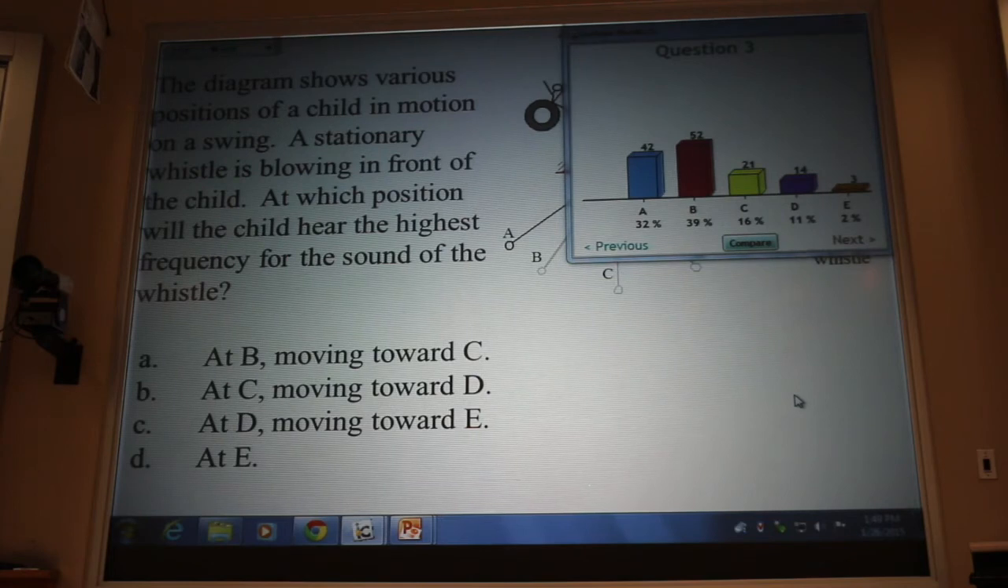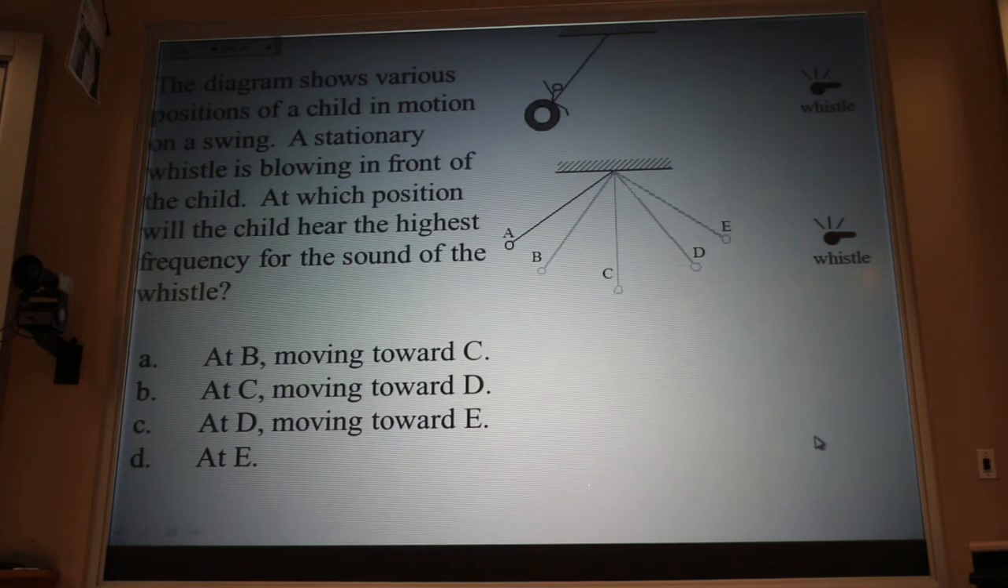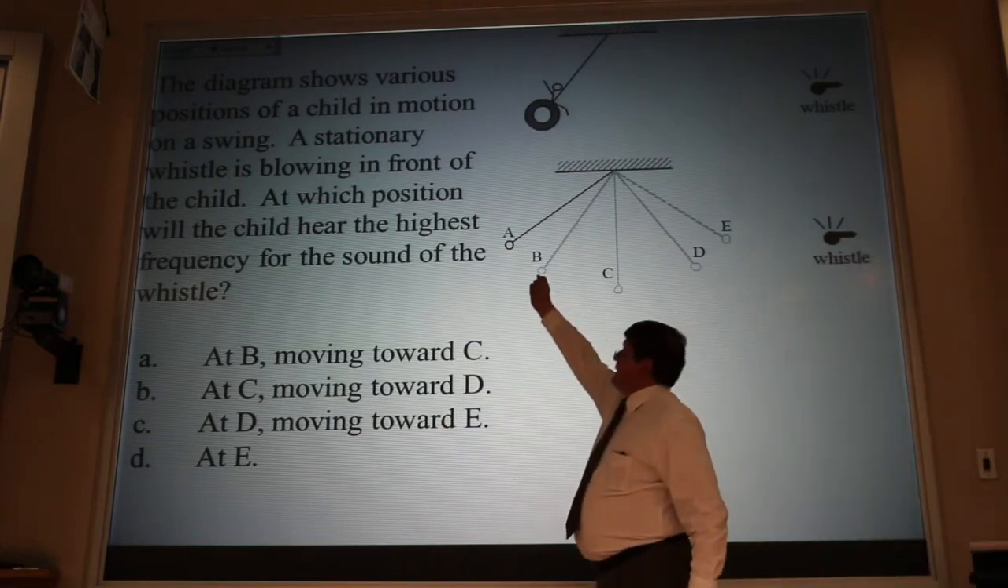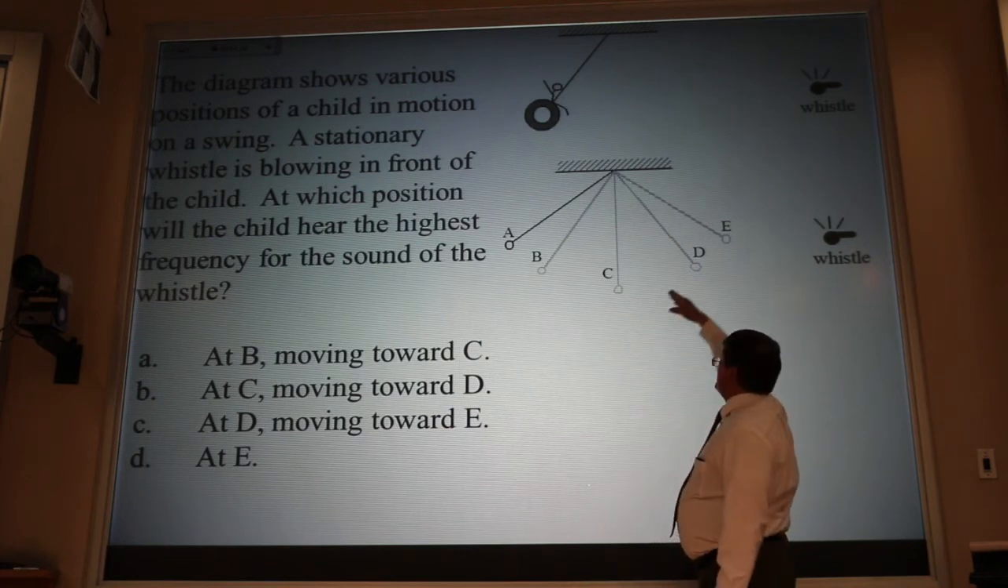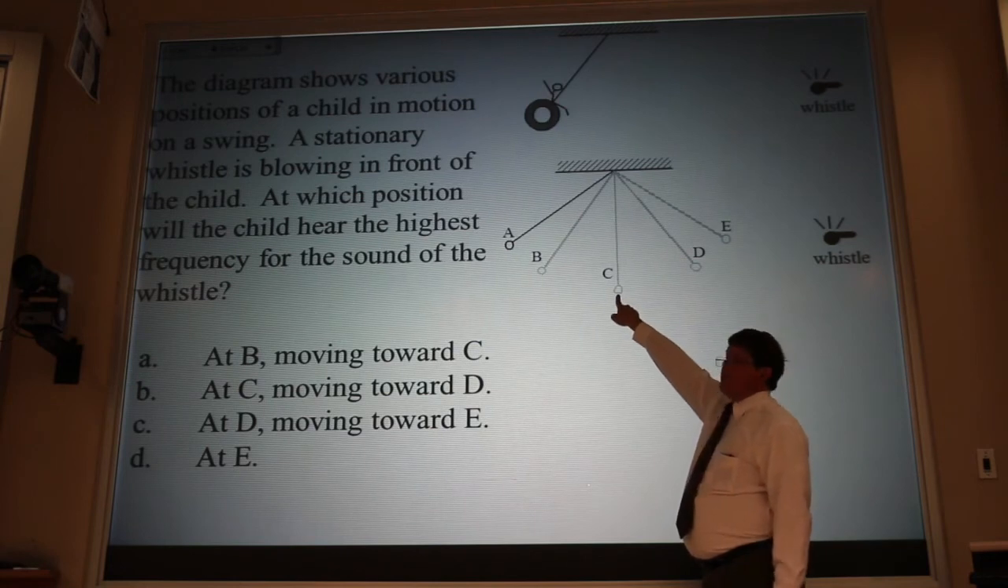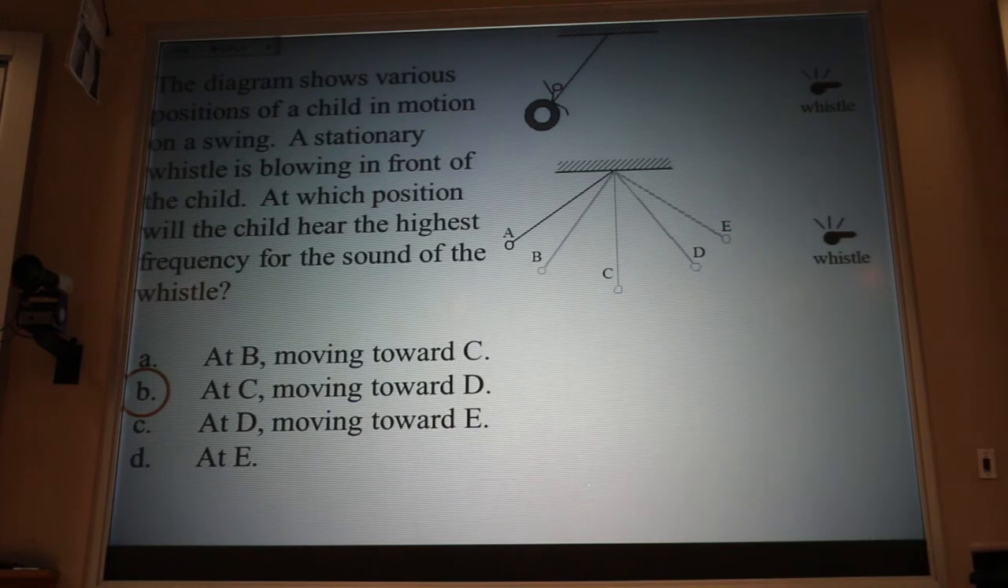Okay. Now, this shift above the rest frequency depends on how fast the child is moving towards the source. The shift will be greatest when the child is moving fastest. Now you remember, the child speeds up as she comes down because of gravity, and she slows down as she goes up. So she's going the very fastest right here at C. So the correct answer to this would be at C, moving towards D.